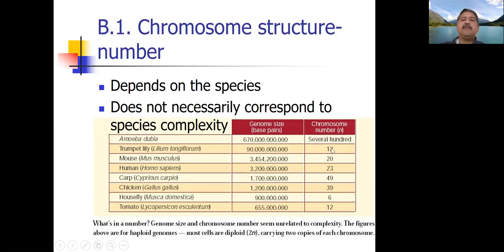But this number, just because it gets higher and higher, doesn't mean that it has to do with complexity of the organism. Look at this one, 39. That's a chicken. A chicken has 39 pairs of chromosomes. So are you saying that a chicken is more complicated than I am? Well, I'm not saying that at all.